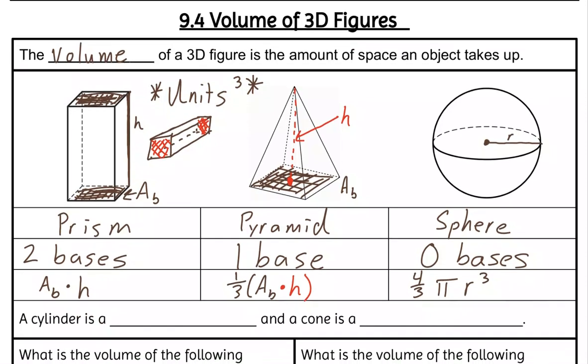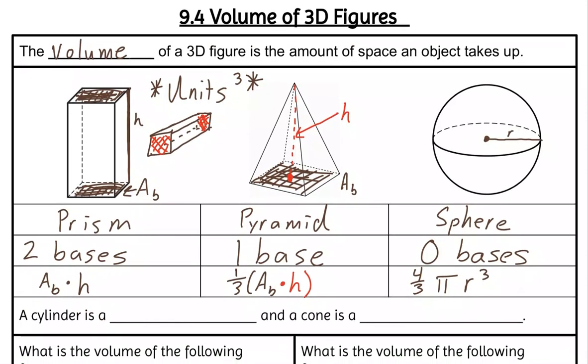Okay? Now, if you have a cylinder, you're going to treat it the same as a prism. You're still just going to find the area of your base and multiply it by the height of your cylinder.